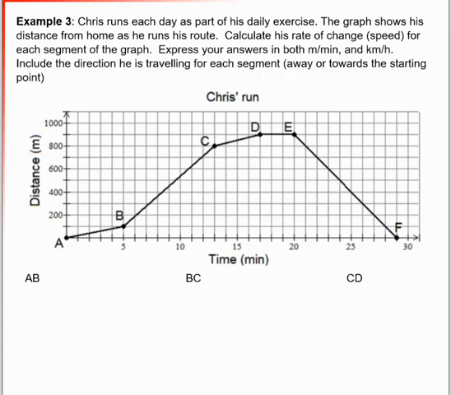So since we know how to do our rise and our run, our rate of change, or we call it our slope, let's take each of these segments together, or one at a time. So Chris runs each day as part of his daily exercise. The graph shows his distance from home as he runs his route. Calculate his rate of change for each segment of the graph. Express your answers in both meters per minute and kilometers per hour.